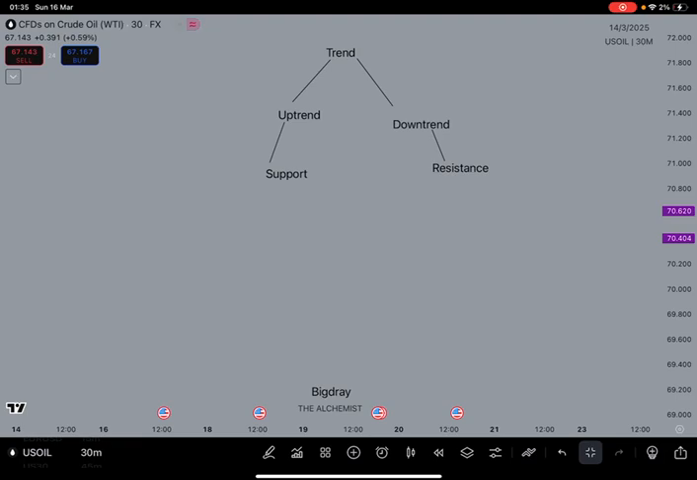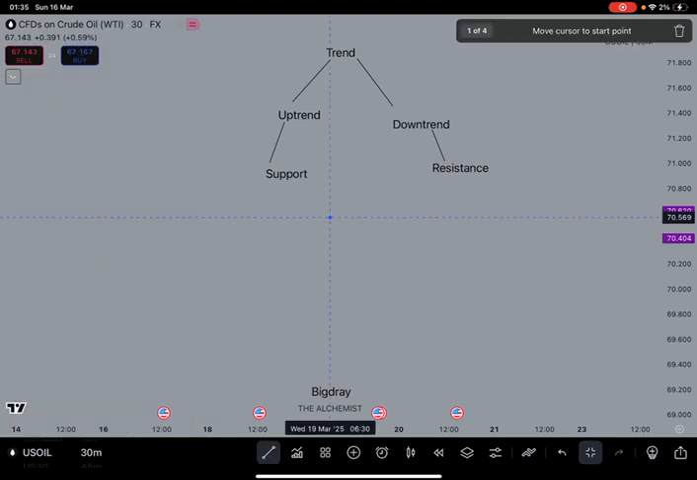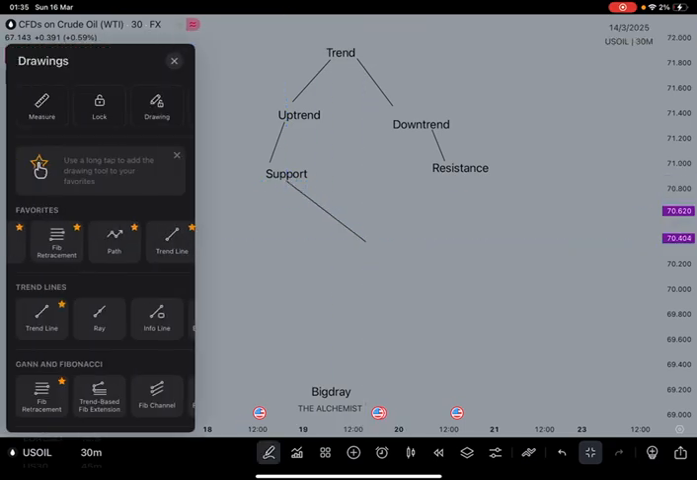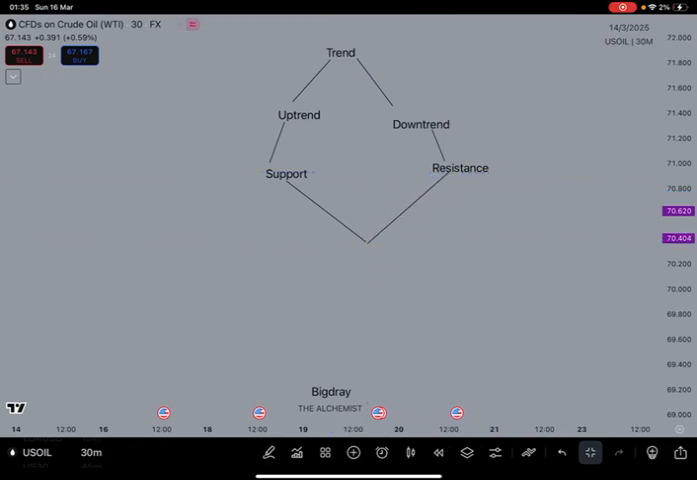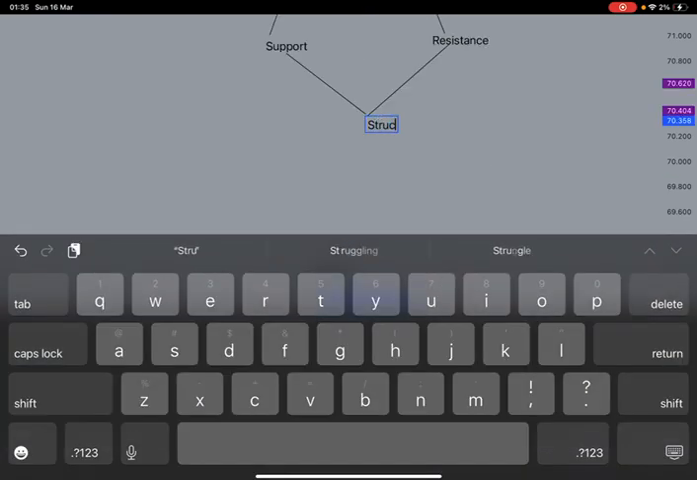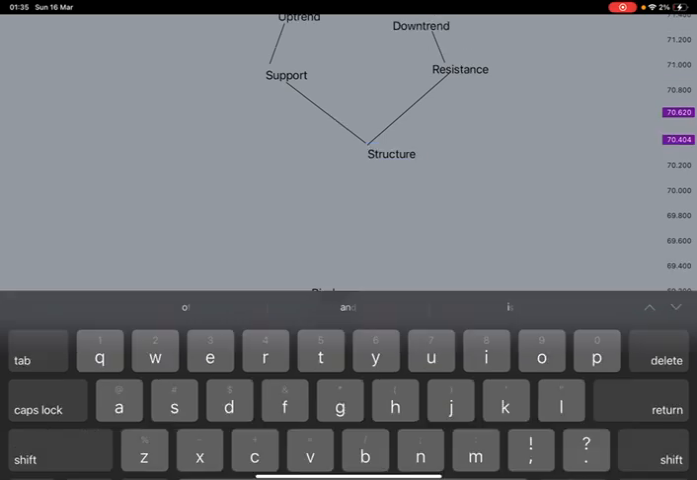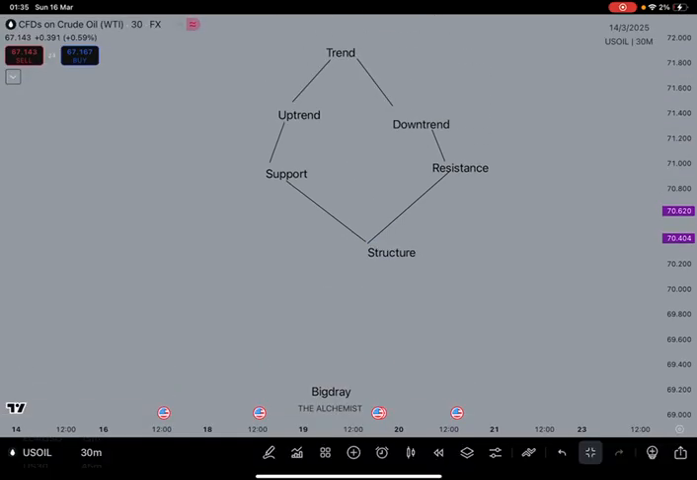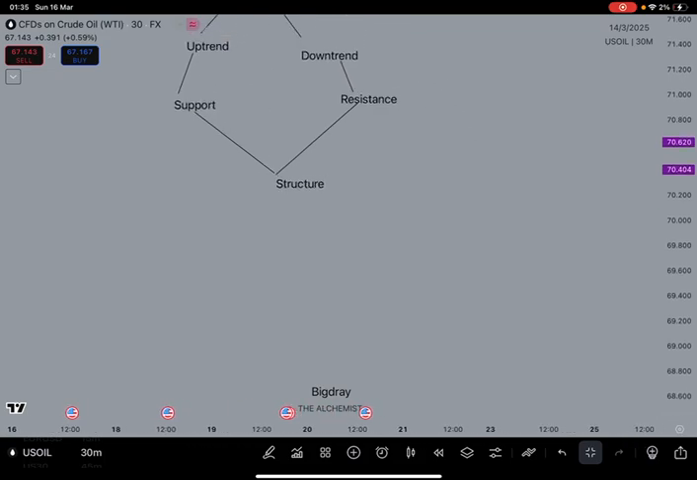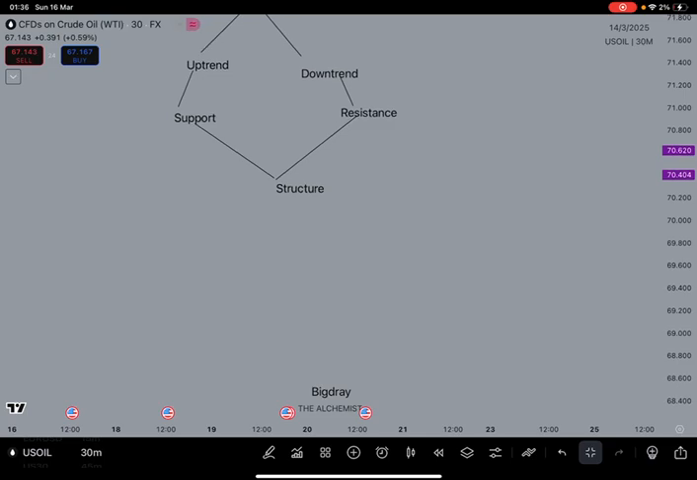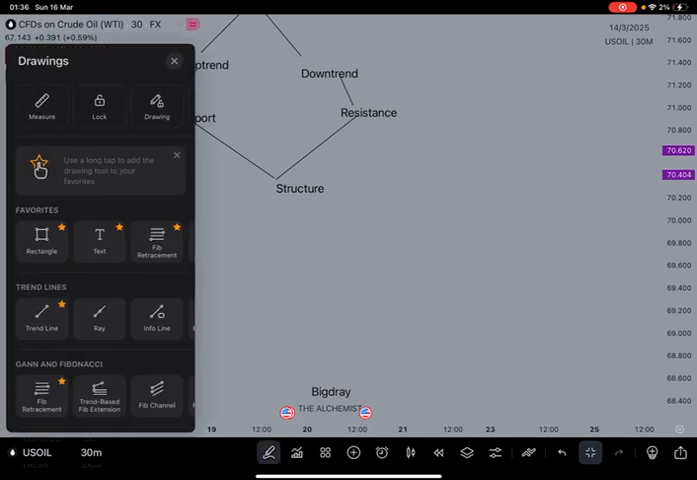But how do we now know the structure of the market? The structure of the market. How to read the structure of the market to know if your support will hold or your resistance will hold. You understand? This is how to know it.